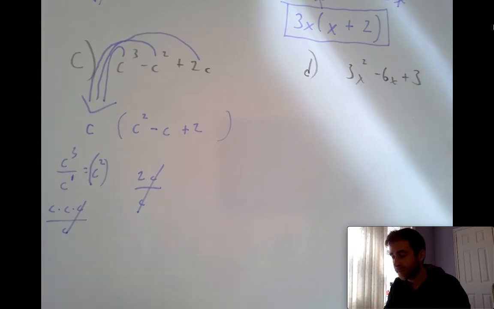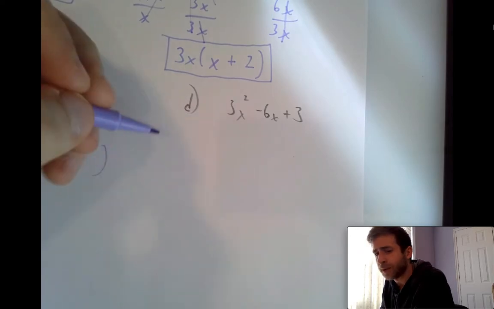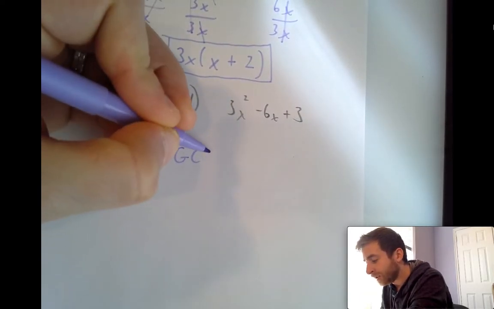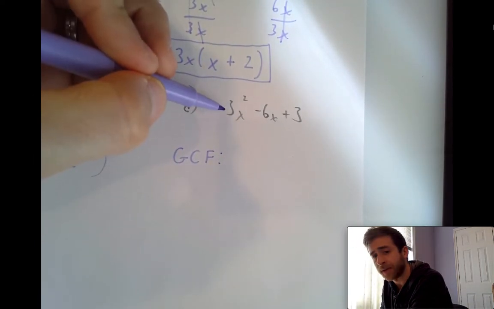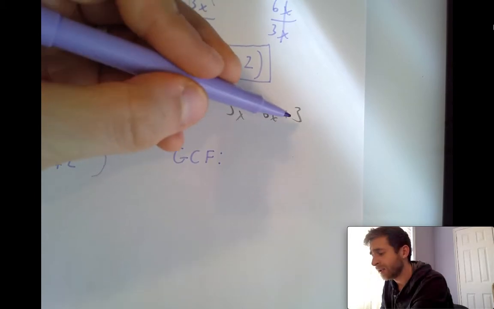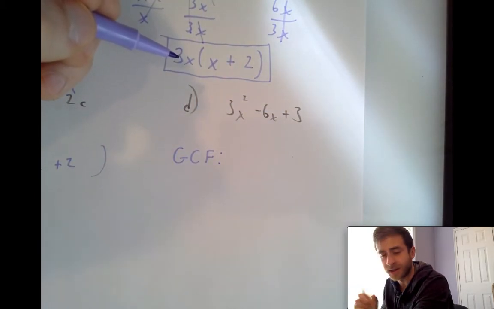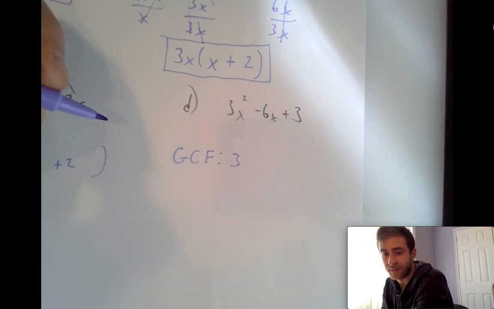Let's keep going here. Why do I keep closing the pen after every time? Let's do this the other way, not the visual way. So I'm going to look for the GCF between these guys. Looking at the coefficients first, I have a 3, a -6, and a 3 over here. All these I can divide a 3 out of. So I'm going to put a 3 as my GCF part.